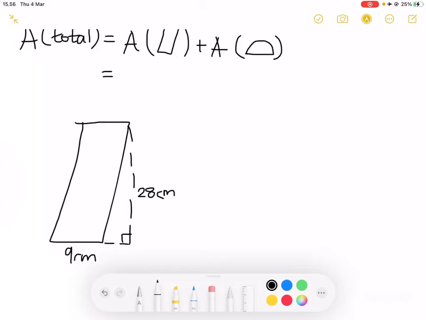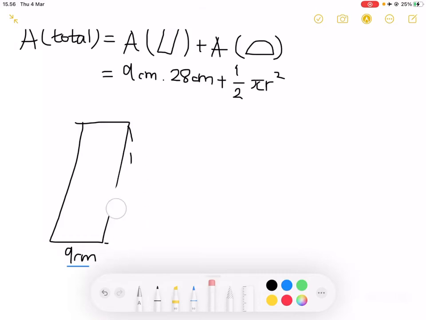Notice that the area of a parallelogram is base times height, and we must ensure that the base is perpendicular to the height, which in fact it is. So we can just use these two numbers to calculate this area. So we have 9 centimeters times 28 centimeters plus the area of the semicircle, which is just half of the area of the circle that was built into this.